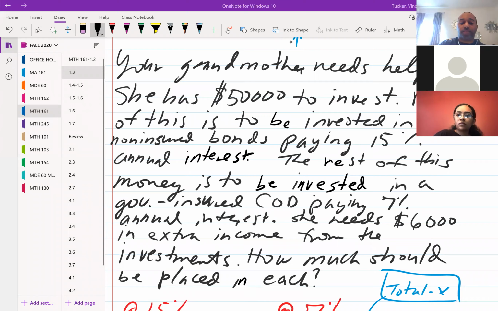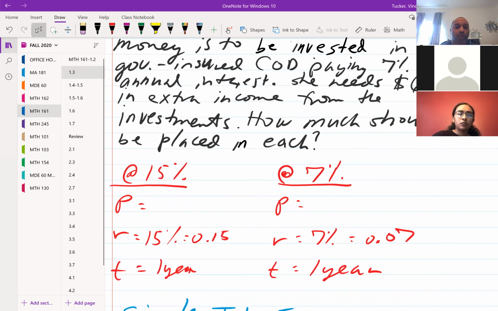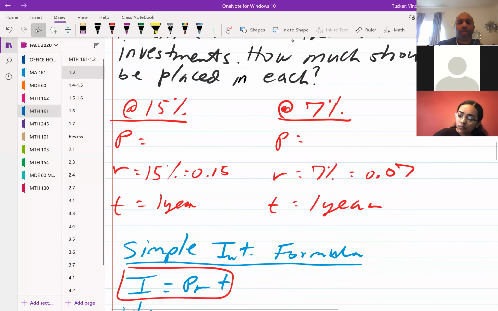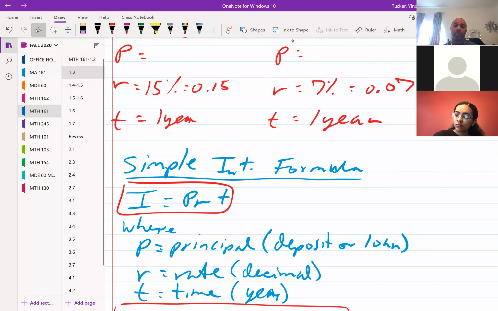So I'm going to erase this so we can talk about it. We have two accounts, one at 15% and one at 7%. That's the main difference between the two. Also, we're going to lean on the simple interest formula, and I should have put that first. If I want to know how much interest is going to be earned in an account, I would do principal times rate times time, PRT.